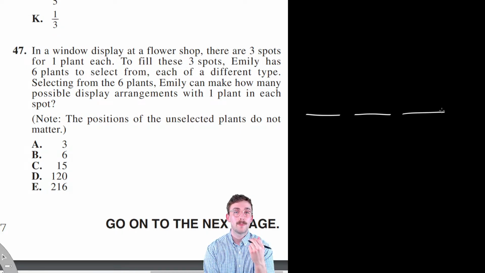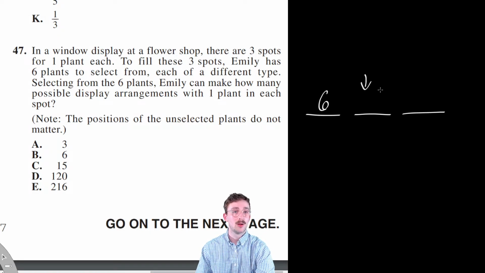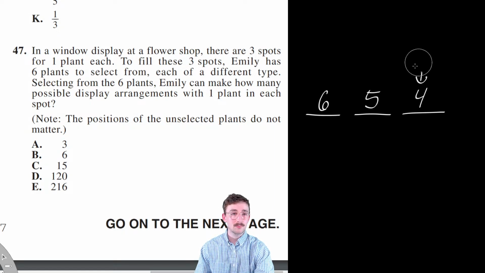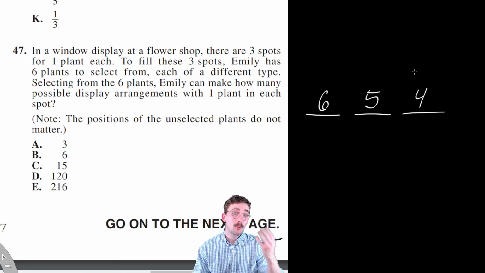Okay, well, what you have to think of is, you go from left to right, you say, how many plants can I put right here? Well, I have 6 plants, so I can put 6. How many can I put here? Well, I've already used one of them, so it's actually going to be 5. And how many can I use right here? 4.